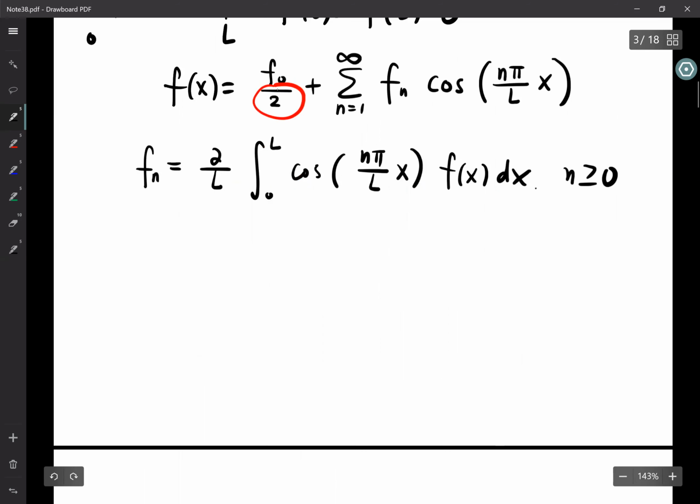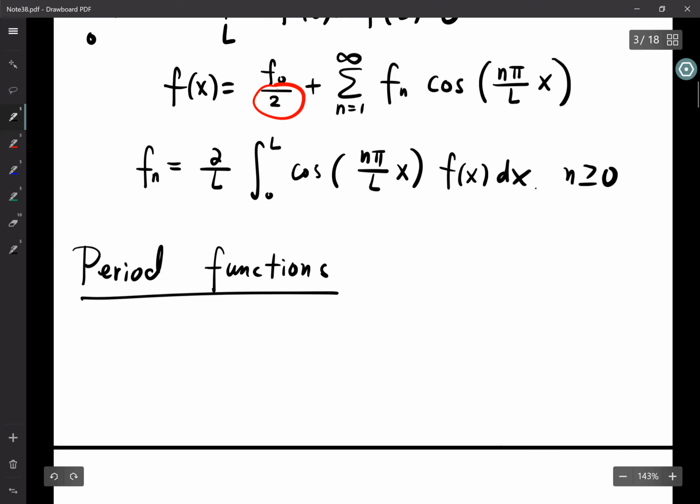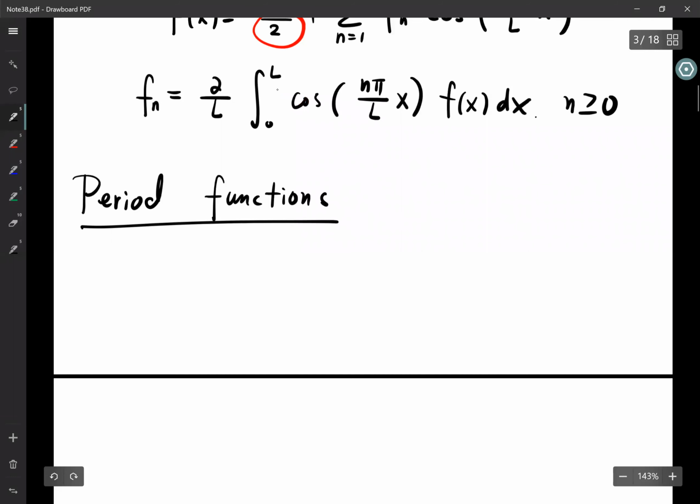Today, we're going to go one step further to discuss the Fourier expansion of more general periodic functions. So what is a periodic function? The idea is very simple.